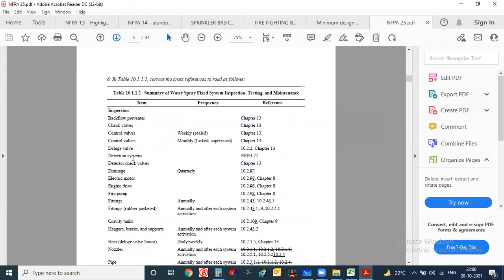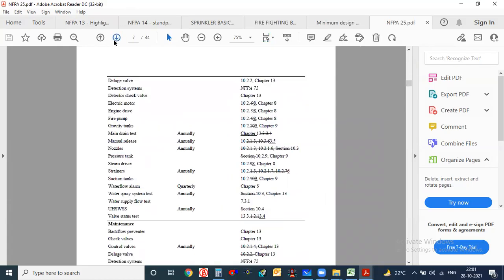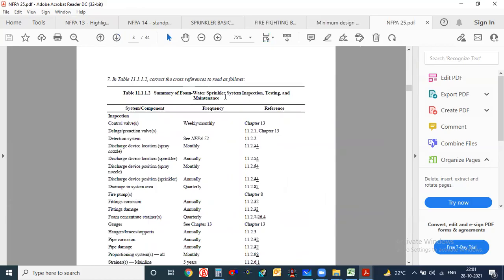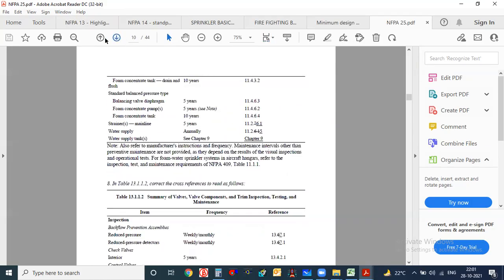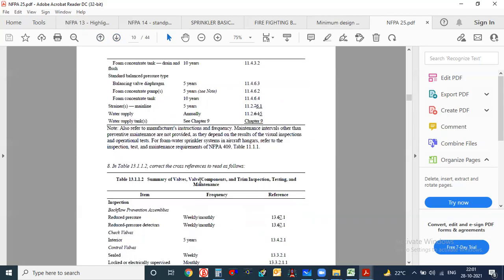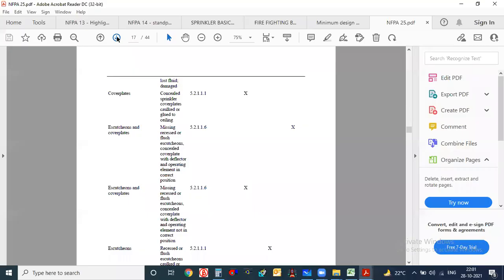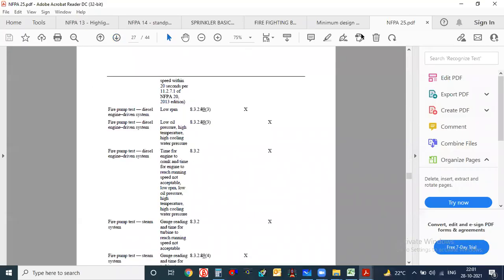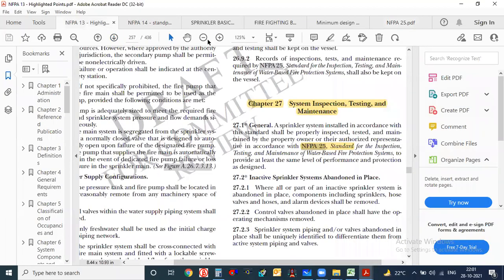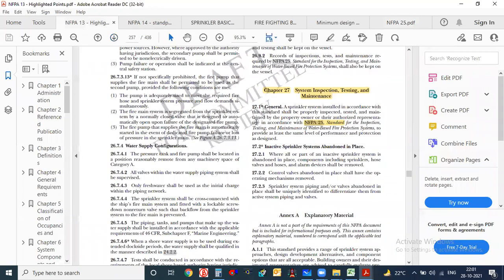The good thing is that you will get each and every item here. What items are given, system-wise, like the foam water sprinkler system. For example, here they have given valve inspection. So many things are given here, you can just go through this. This is NFPA 25. They have clearly highlighted it.